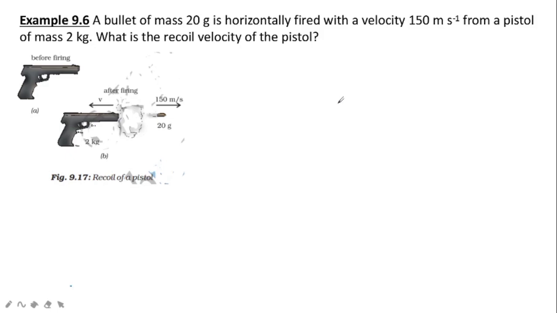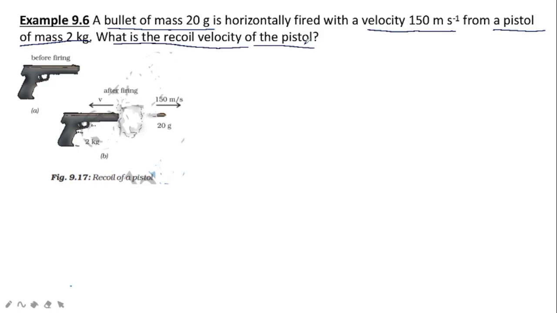In the previous video I told you that whenever we are solving any problem, we should first segregate the data which is given in the problem. So let us repeat that again. A bullet of mass 20 gram is horizontally fired with a velocity of 150 meter per second from a pistol of mass 2 kg. What is the recoil velocity of the pistol? So this is our question. Now how can we solve this?